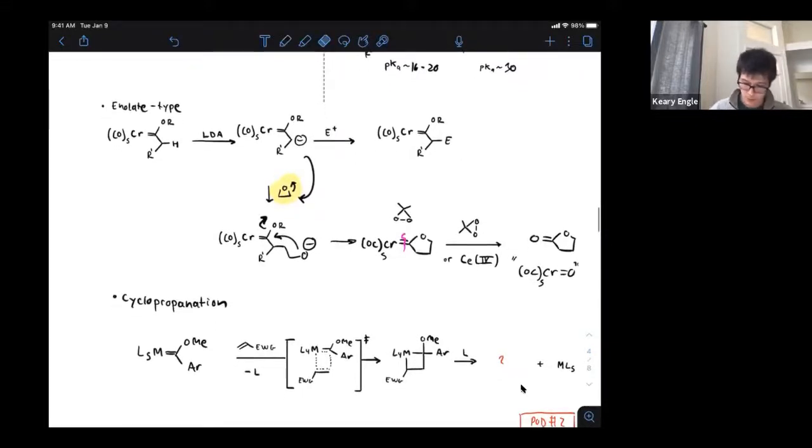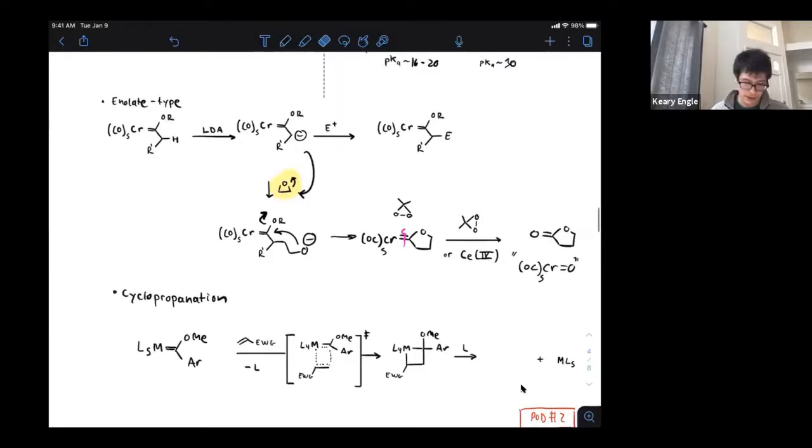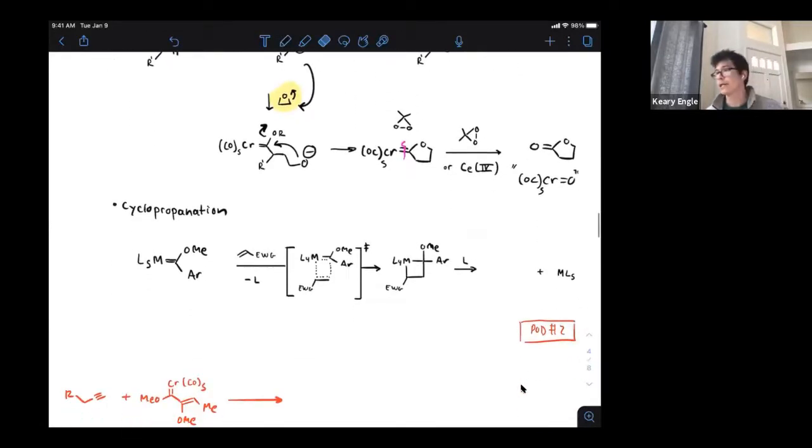Okay, let's consider one more example here. Fischer carbene plus alkene, and the particular type of alkene we're focusing on are of the Michael acceptor type, so activated alkenes. These can engage in 2+2 type cycloaddition to make a metallocyclobutane. This is setting the stage for what we'll cover later in olefin metathesis.